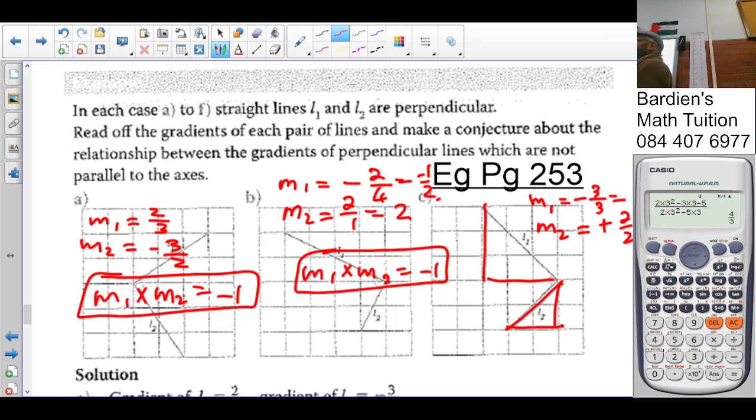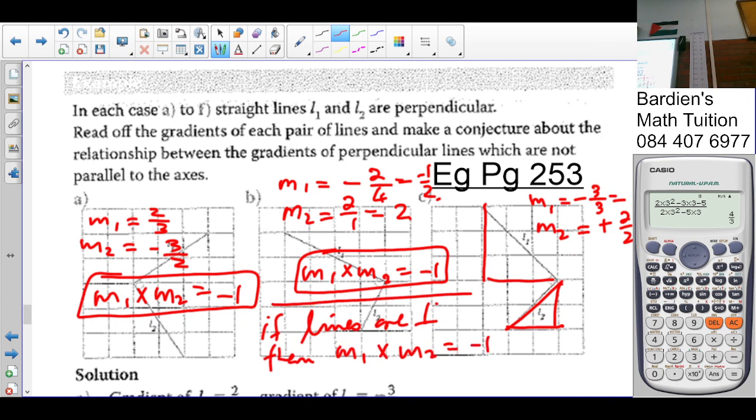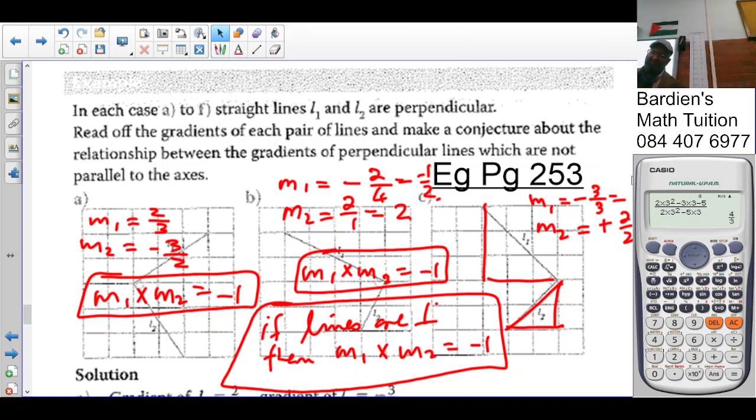So what can we say? If lines are perpendicular, then gradient 1 times the gradient 2 is equal to negative 1. That's your next note that you need to make under the heading if lines are perpendicular.